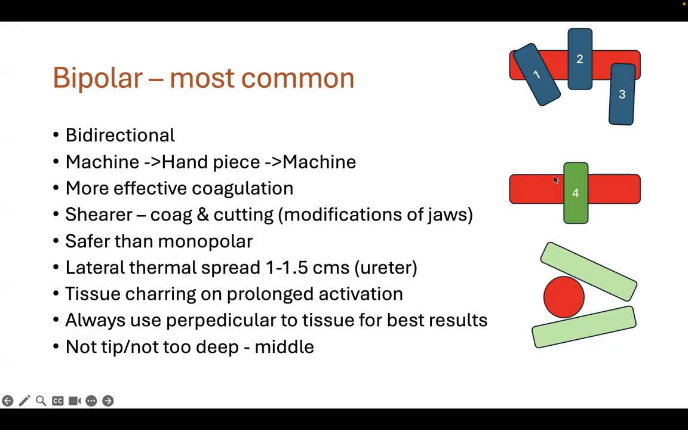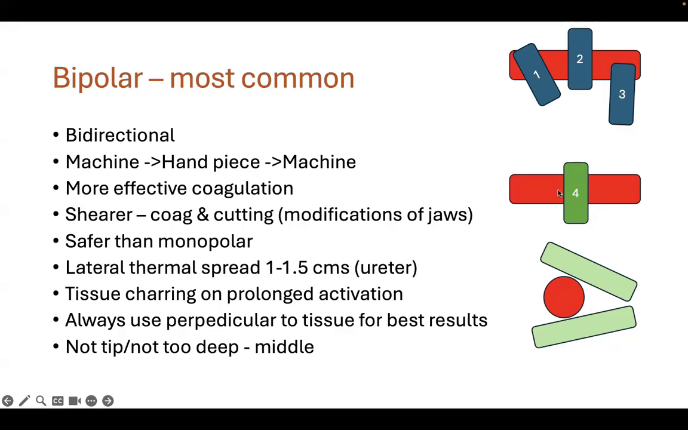And if you see this diagram number 4, this is the perfect way of applying a bipolar forceps to any tissue, especially a vessel. It has to be perpendicular. It should not be extended too much, because if you extend too much, the tip of the bipolar is also active. The electrical energy or the current gets transmitted to the other tissues also, which are beyond the vessel or beyond the target tissue.